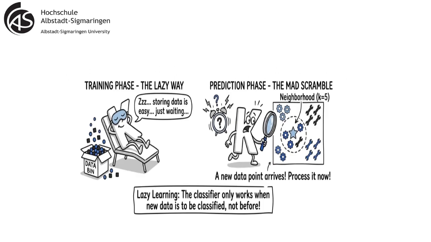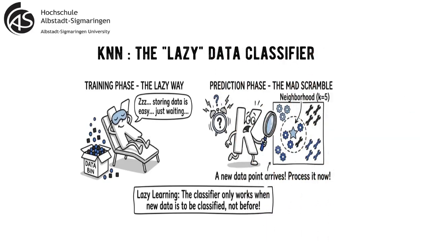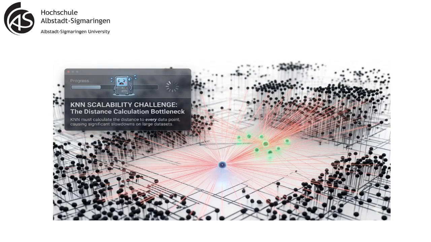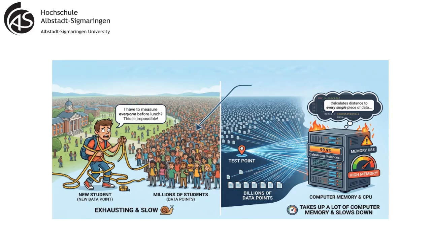KNN is incredibly popular in the real world because it is elegant, it's intuitive, and it features something called lazy learning. Unlike heavy AI models that need to train for days in massive server farms, KNN doesn't train at all. You just drop the data onto the map and it sits there waiting lazily until you ask it a question. But there is a catch. Because KNN calculates the distance to every single piece of data to find the closest neighbors, it can get really slow if you have millions or billions of data points. Imagine asking a new student to measure their physical distance to every single person in a massive university before deciding who to sit next to at lunch. It's exhausting, and it takes up a lot of computer memory.